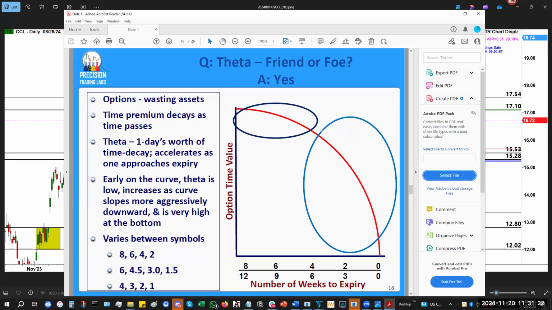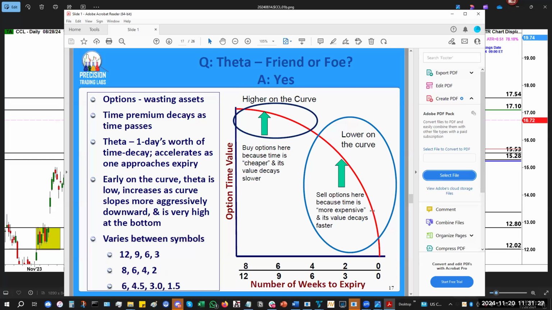On the other hand, down here, this is where you really want, with shorter duration, to be selling options, because right here is actually where you're benefiting from time decay. That's represented here, because basically the time is cheaper up here and it decays slower. Right here, it's more expensive, and the value also decays faster. And when I say cheaper, I'm talking on a per day basis. So up here, you're going to be paying more in the aggregate for time, but you're going to get it back once you close the trade.